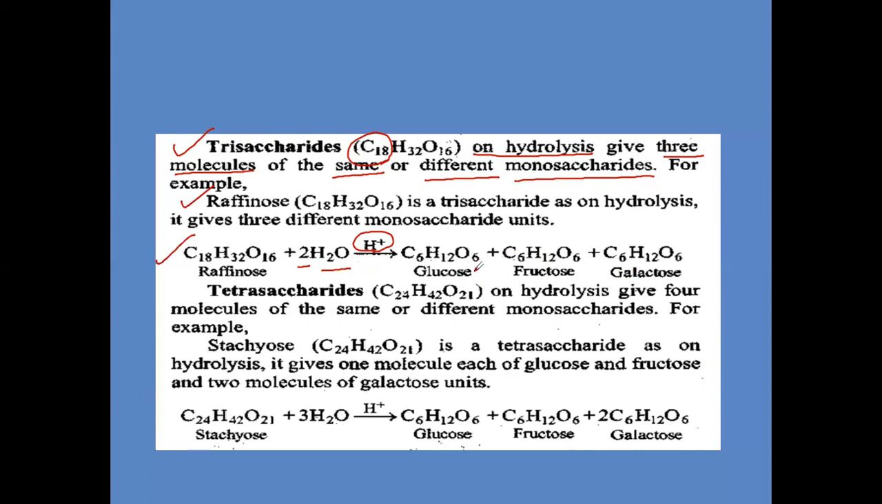Each molecule contains 6 atoms of carbon. It is the hydrolysis of raffinose. Next, tetrasaccharides. Tetra means how many carbons will be there? 6 into 4, 24 carbons will be present in one molecule. In each tetrasaccharide molecule, how many carbon atoms will be present? 24. Okay, C24H42O21. Here the oxygen number will be half of the hydrogen number: oxygen number 21, which is half of 42.